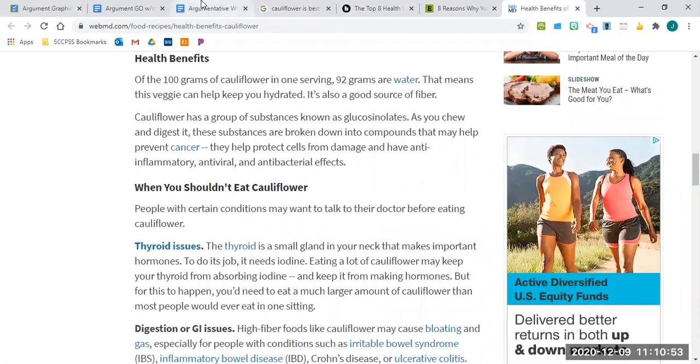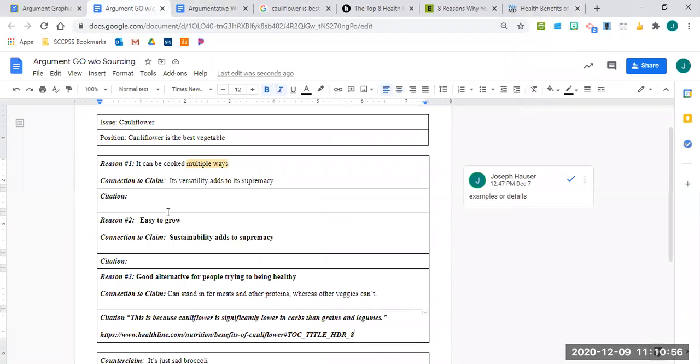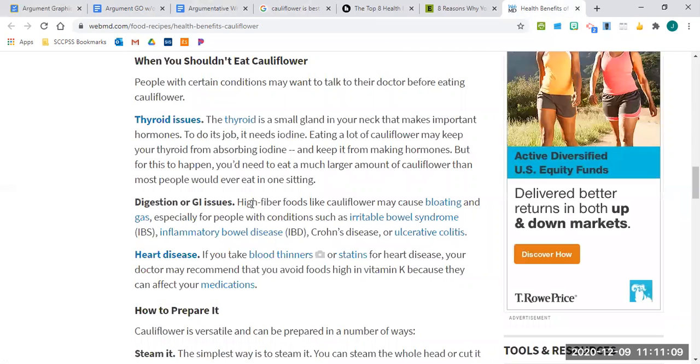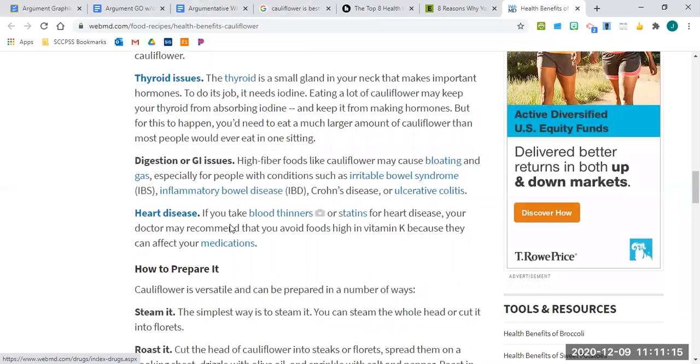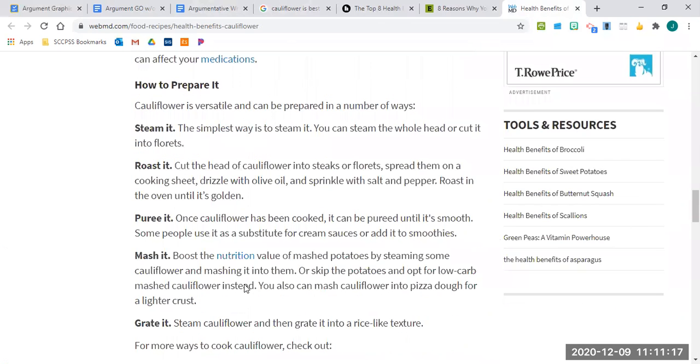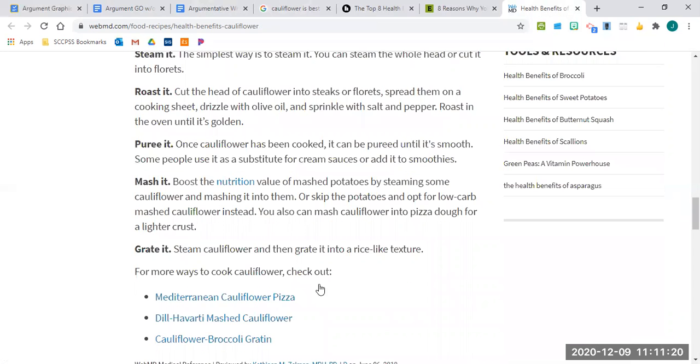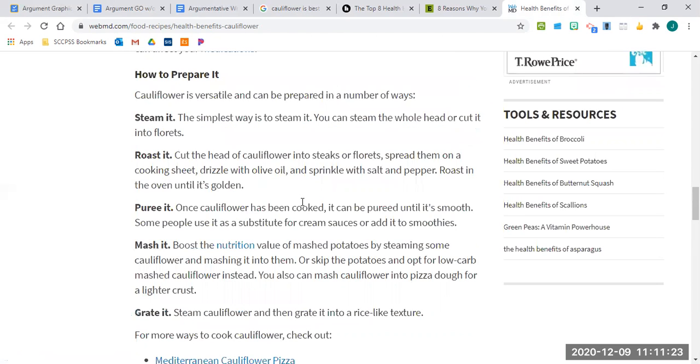Why you shouldn't eat cauliflower. Easy to grow. So I'm looking for not so much health benefits, but more about the cultivation and the preparation. Thyroid issues, digestion, how to prepare it. And steam it, roast it, puree it, mash it, grate it. Okay, great. So this is kind of my jam, but this isn't a citation to show. Maybe I'll just steam it, roast it, puree it, mash it, grate it.